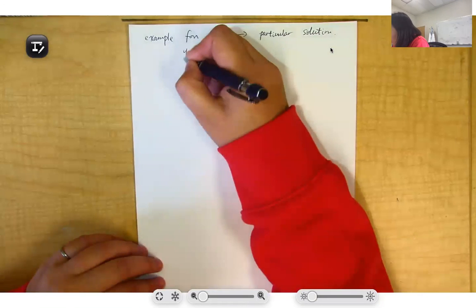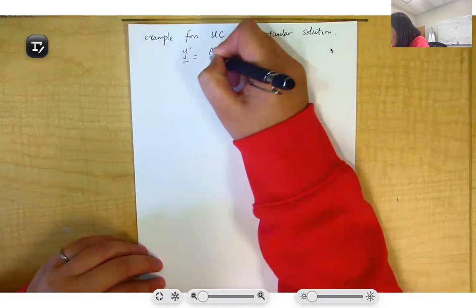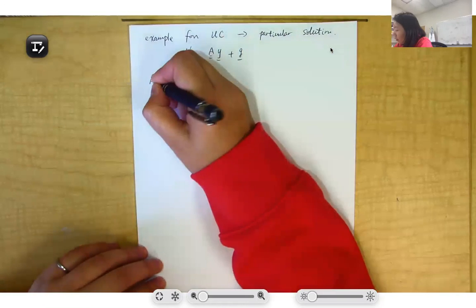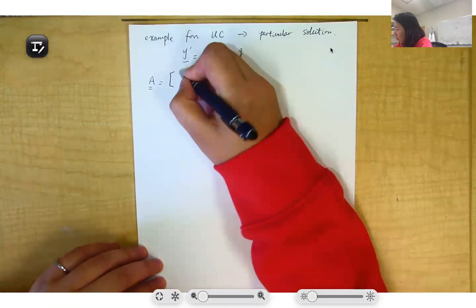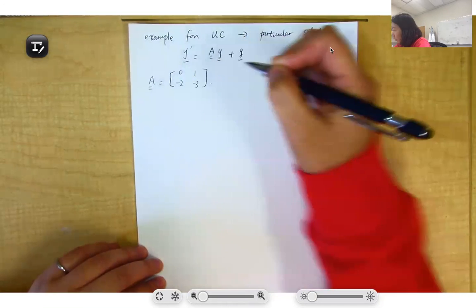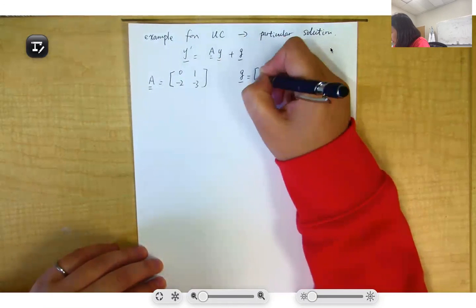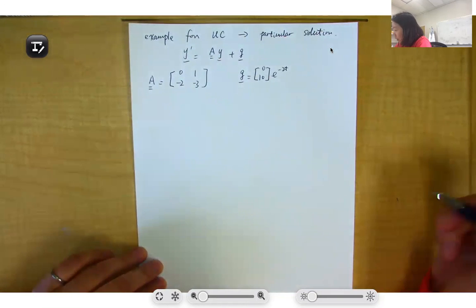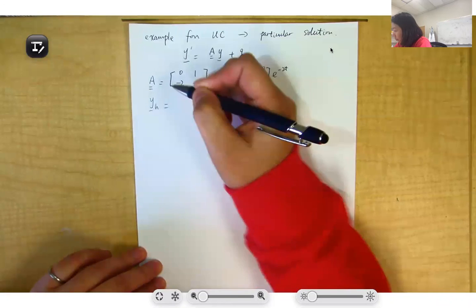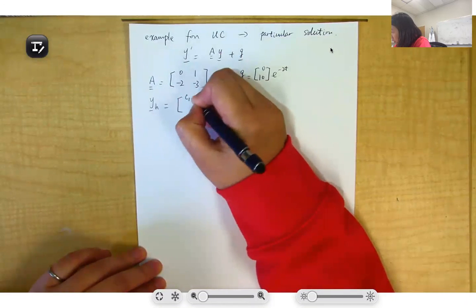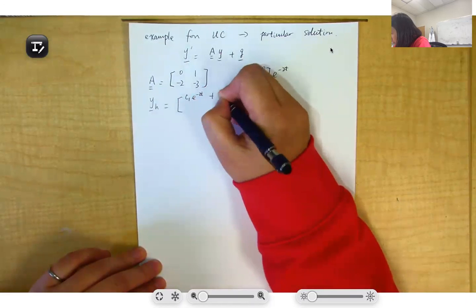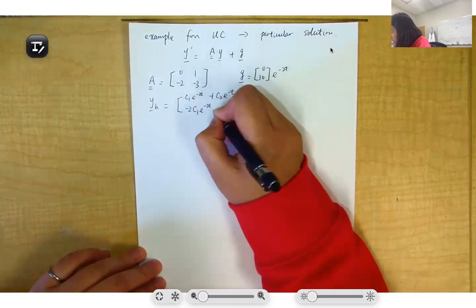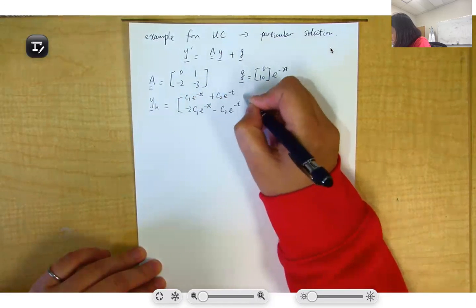So that is y prime equals to Ay plus g. And you have the A is the coefficient part, 0, 1, -2, -3. You have the g part, which is 0, 10 e to the -2t. And you have the homogeneous solution, which is c1 e to the -2t plus c2 e to the -t, -2 c1 e to the -2t minus c2 e to the -t.